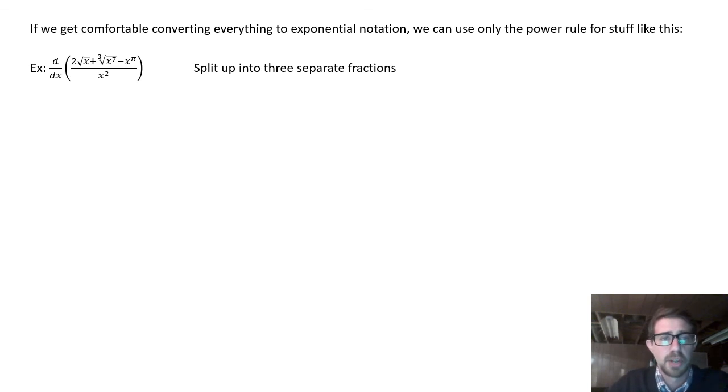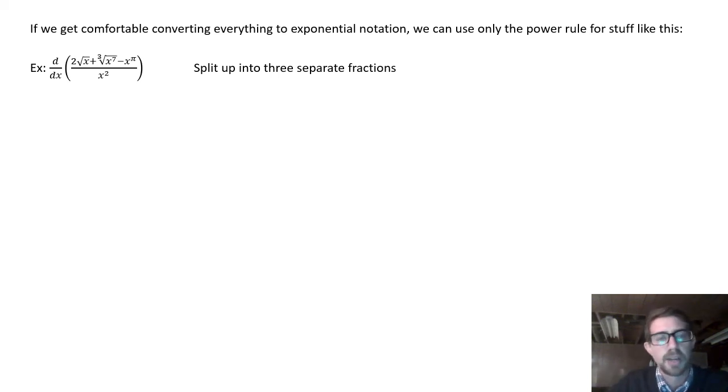All right, so that's about the ugliest thing that we can take the derivative of so far. But believe it or not, we can do that only using algebra and the power rule. We have something called the quotient rule later we can use on it, but I wouldn't. It's easier just to be good at algebra. So we just have to be able to convert everything to exponents and then know all of our exponent rules.